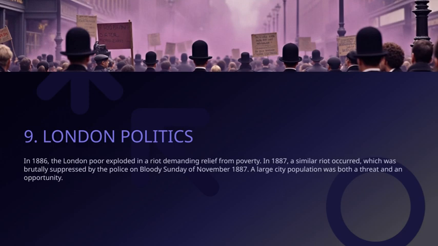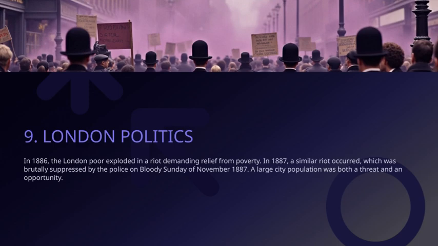The following year, 1887, there was a similar uprising, which was met with brutal force by the police during what became known as Bloody Sunday in November. These events highlight how a large city population can be both a threat, in terms of social unrest, and an opportunity, because it also represents a powerful force for change.